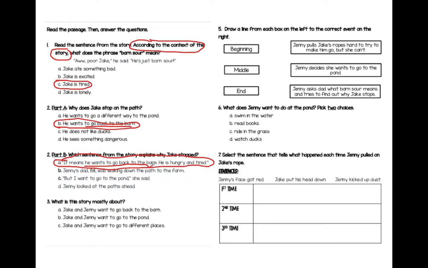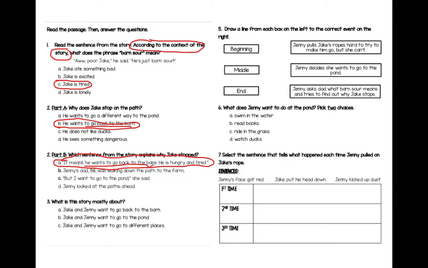The next question says, what is this story mostly about? Pause your video and think about, what are we asking when we talk about what the story is mostly about? What is that called? I can't hear you. What is it called? That's right. When we talk about what a story is mostly about, that is the main idea. So this question is asking, what is the main idea of this story? What was it mostly about?